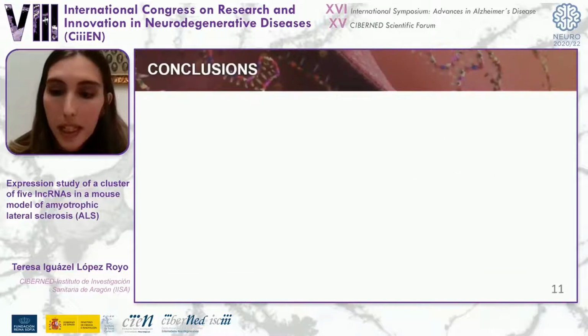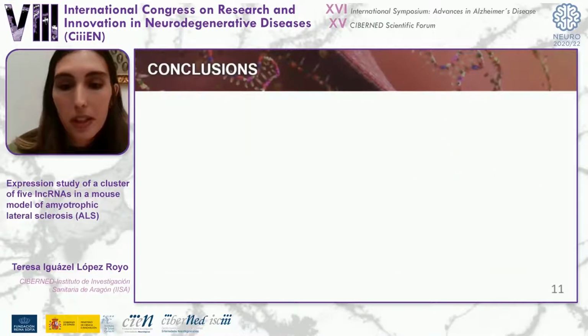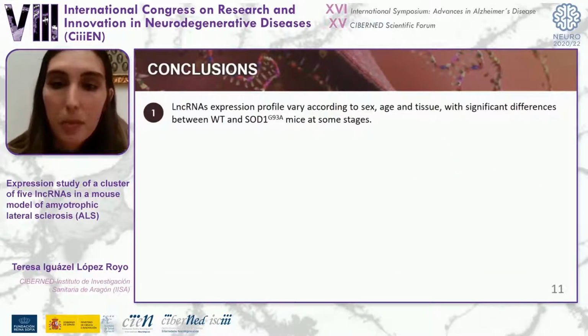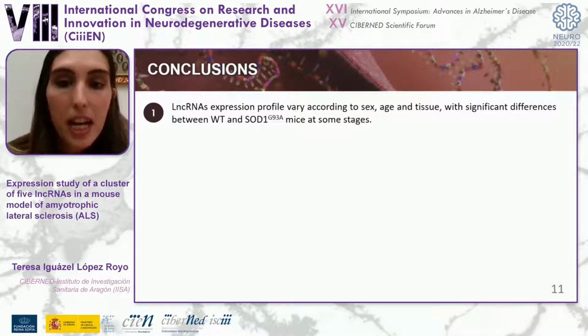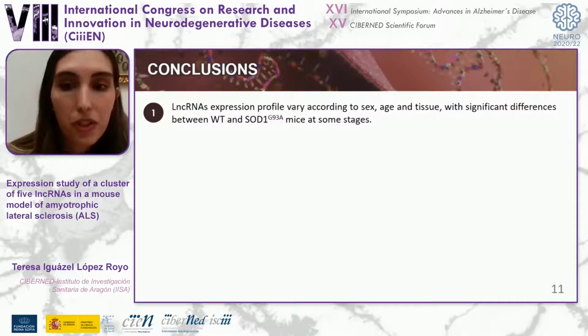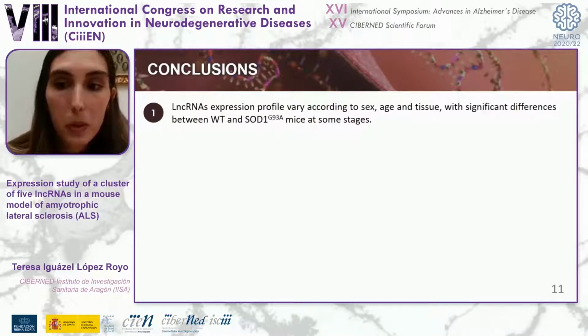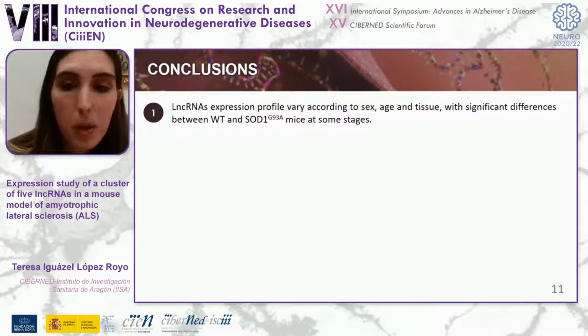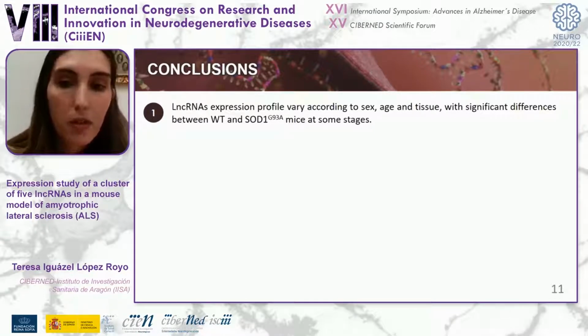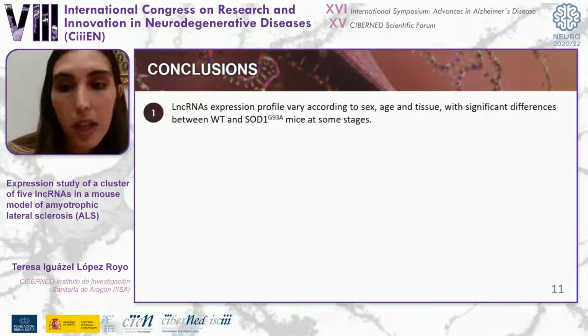In summary, we can say that non-coding RNAs were differentially expressed in SOD1 and wild-type mice at different ages, and this expression profile not only varied according to age, but also according to sex and tissue. These findings are consistent with the different disease progression observed in males and females of this specific model of ALS, as well as its different frequency in patients.